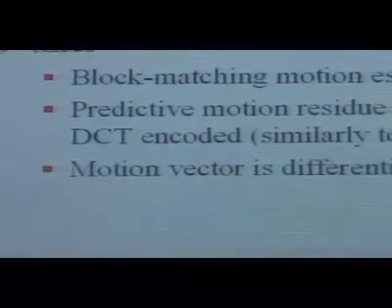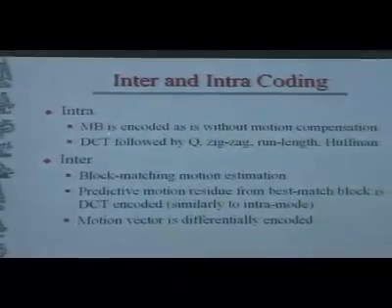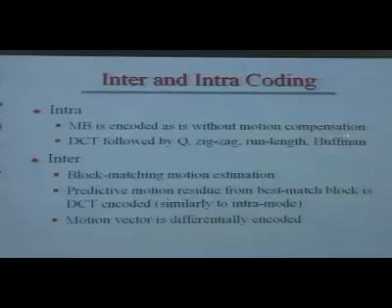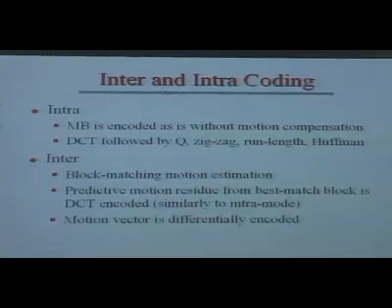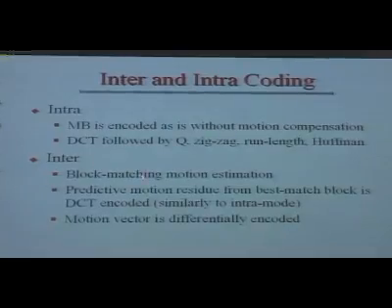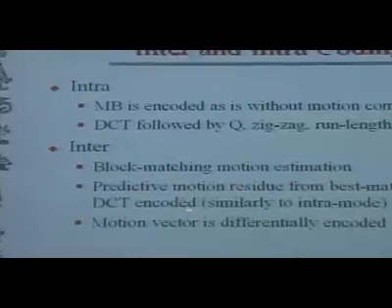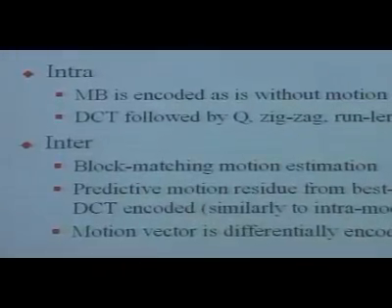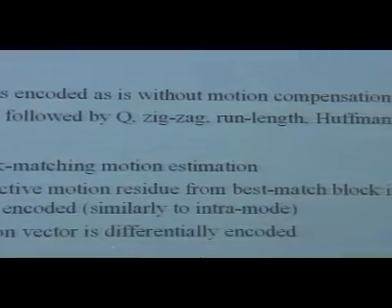There are 2 modes, intra-coding mode and inter-coding mode. Intra-coding mode means the macro block is encoded as is, without motion compensation. In the case that you cannot find motion, in the case that there's a scene change, or in the beginning of the video, you will do intra-coding, no motion. Inter means you will do block matching motion estimation. The motion residue will be DCT encoded, just like we played around with in MATLAB yesterday. And the motion vectors are differentially encoded.